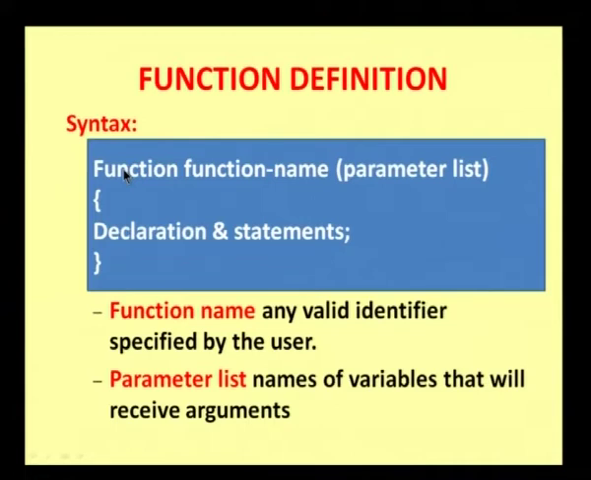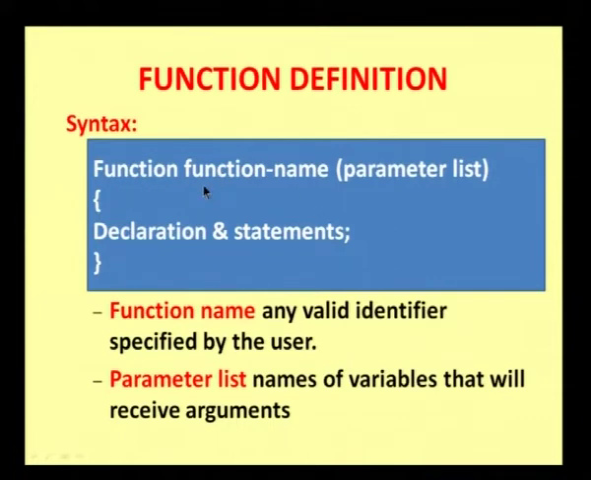How to write the user defined function. So the syntax for this is function, function name, parameter list and the set of statements, the declaration and statements. In other languages like Java, we won't use function as a keyword. In JavaScript, we will be using the function name with the keyword function. So this is the function definition.